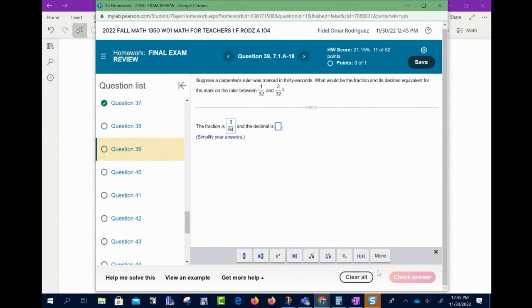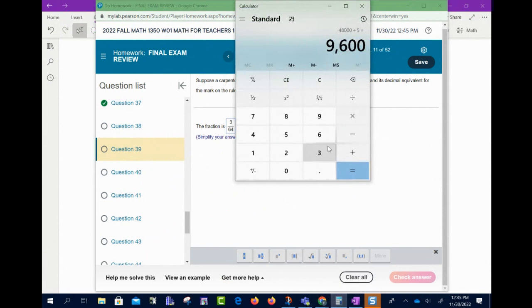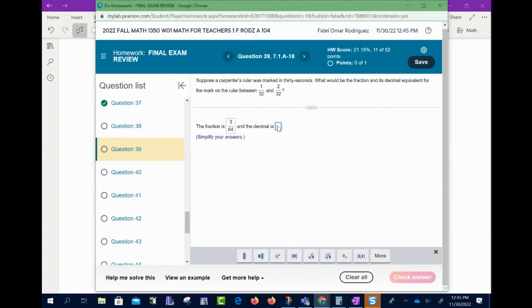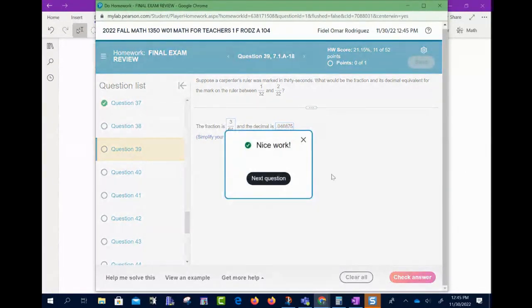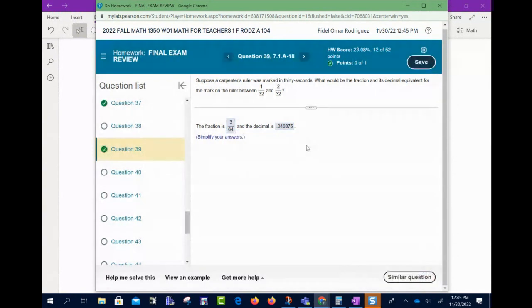Oh, okay, and I still got to do the decimal part. So let me take my calculator. What's 3 divided by 64? 0.046875. Okay, and I'll check it, and we got it.